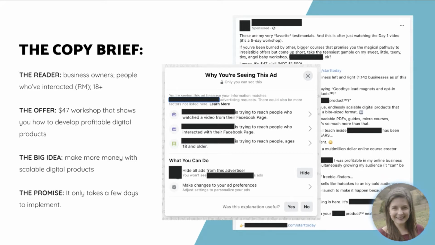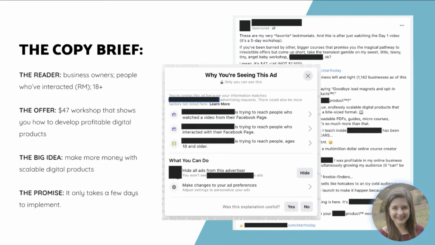In conversion copywriting, a lot of times we call this the rule of one. I like to call it the copywriting brief because it's what we measure everything against. Now, keep in mind, this is an in the wild ad that I have grabbed from my own Facebook timeline. So I have very little knowledge of the background of the ad strategy and who the ideal reader is. So I'm having to make some assumptions. But we can still look at some of the things we can see on Facebook.